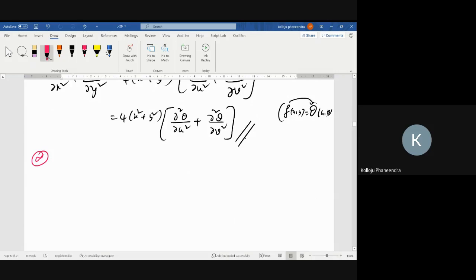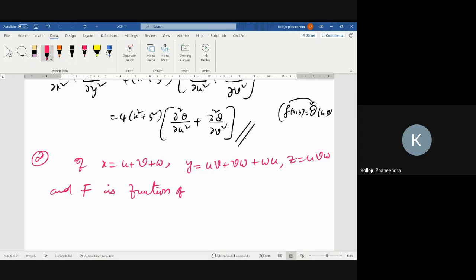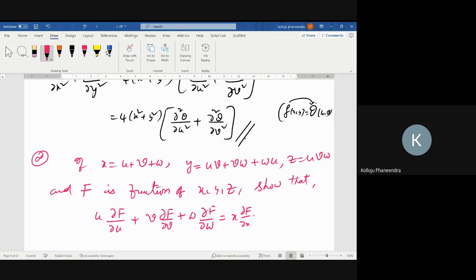Let me tell you, this is the one now. If x equal to u plus v plus w, y equal to uv plus vw plus wu, and z equal to uvw, and f is a function of x, y, z, show that u into ∂f/∂u plus v into ∂f/∂v plus w into ∂f/∂w equal to x into ∂f/∂x plus 2y into ∂f/∂y plus 3z into ∂f/∂z. Okay, try this problem. Assignment.